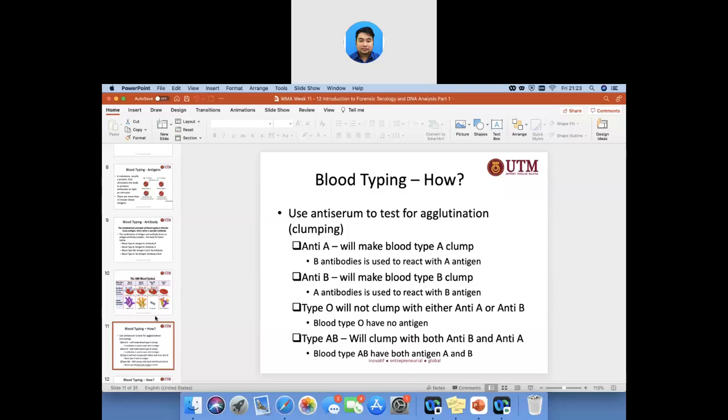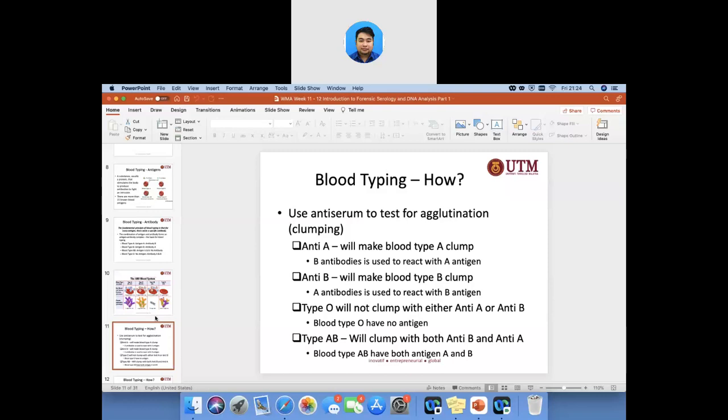Now we look at anti-serum B. It would have A antibodies. It will cause blood type B to clump. How about O? Type O will not clump with either anti-A or anti-B because it doesn't have any antigen. But type AB will clump with both anti-serum A and anti-serum B, because blood type AB has both antigen A and antigen B. So this is how you do the blood typing.